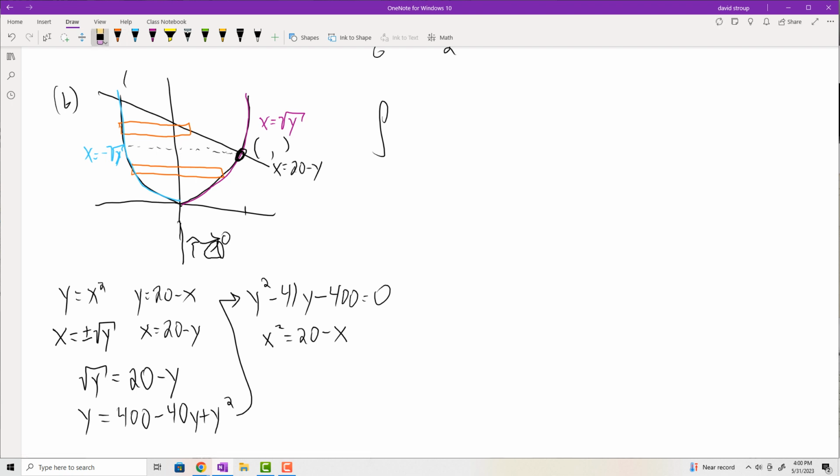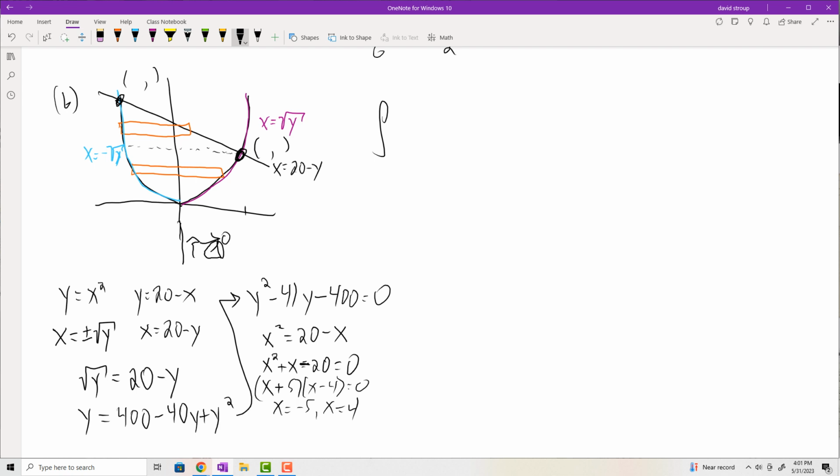Oops, sorry. So there's 2 that we want to get our hands on. We need the y coordinates for each of them. But anyways, x squared plus x equals 20, or x squared plus x minus 20 equals 0. So that's a lot easier to solve, right? So this would be x plus 5 times x minus 4. So x is going to be negative 5, and then x is 4.